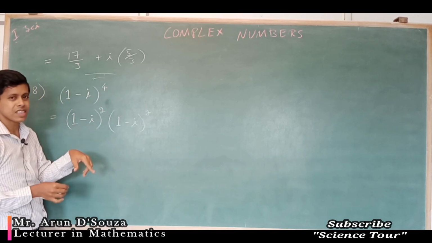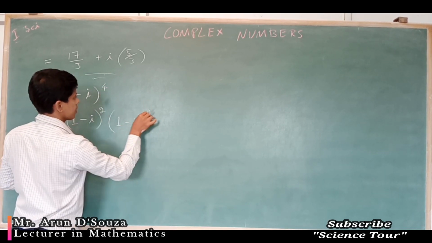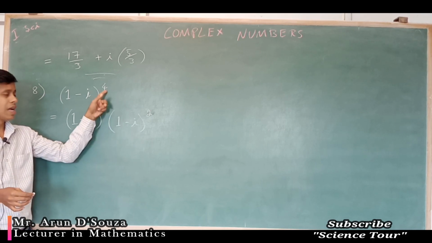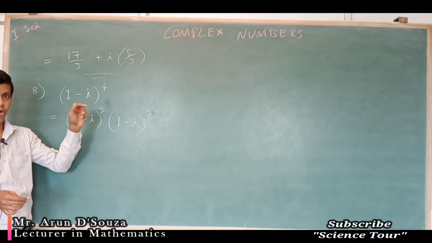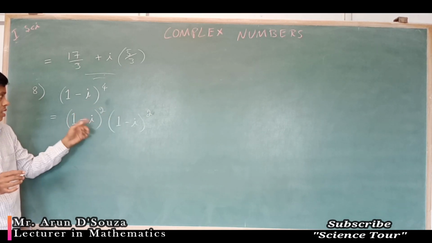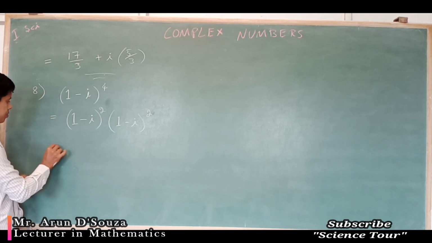You can just split that 4 and write i square and i square. When you multiply, powers will be added and hence you get i to the power 4. So what I have done is I have split the powers. Okay, bases are same.